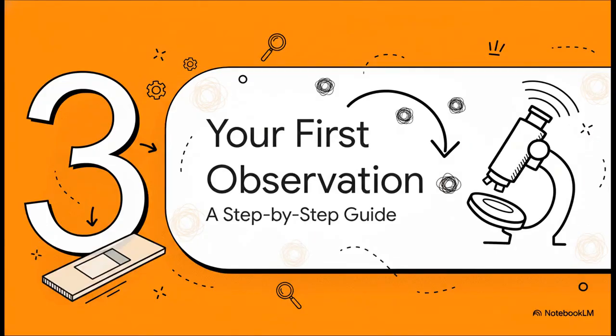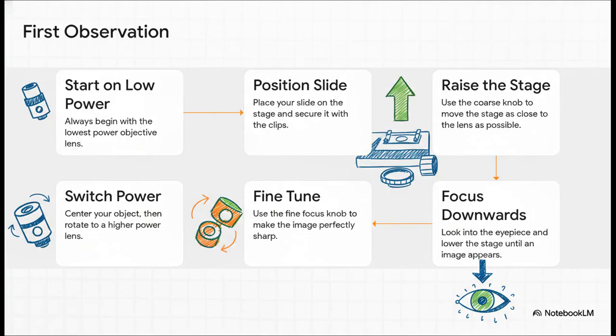Okay, enough theory. It's time to get hands-on. We are going to walk through the exact steps to take a slide from your table to a crystal clear image in your eyepiece. You ready? Let's do this. These 6 simple steps are your recipe for success. You start low, position your slide, raise the stage, focus by moving down, fine-tune it, and then, and only then, do you switch to high power.